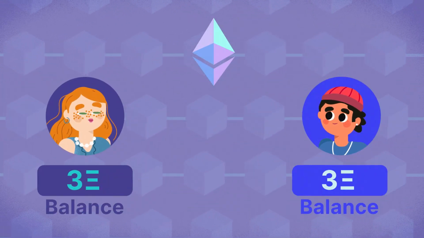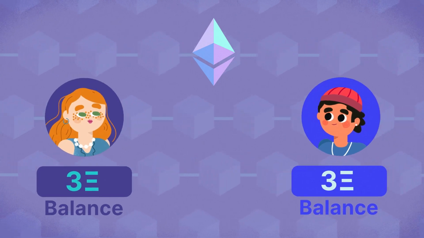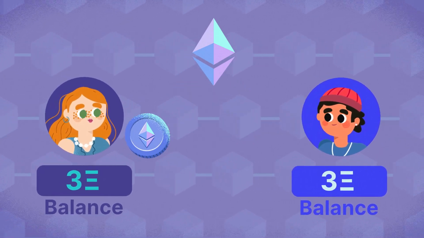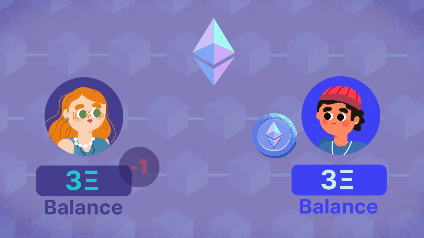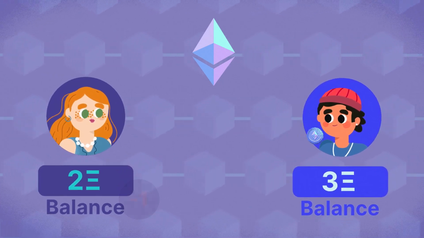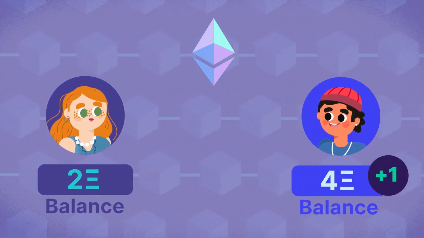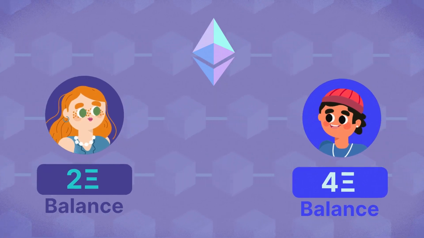Likewise, on a blockchain like Ethereum that employs the account-based model, when you send 1 ETH to your friend Jamie, the transaction triggers a 1 ETH reduction in your balance and a corresponding 1 ETH increase in Jamie's balance.